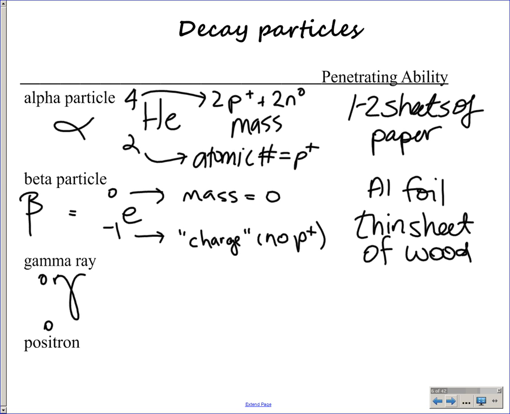Kind of like an upside down fish, but it actually looks more like a Y if you draw the Greek letter. And since there's no mass, we have a 0 as the mass number, and since there's no charge to it either because it's not a particle, we put a 0 down there as well.